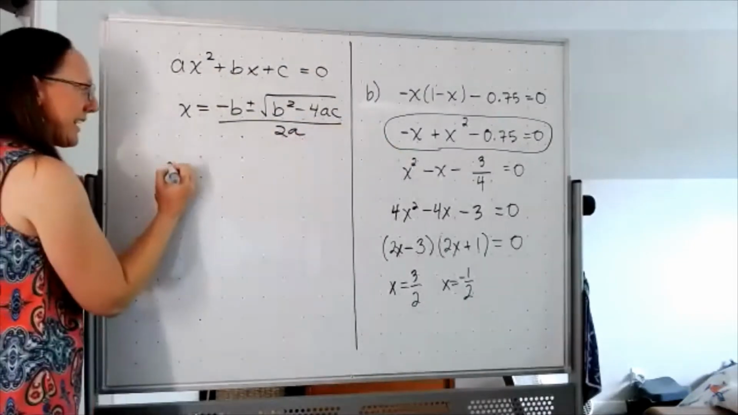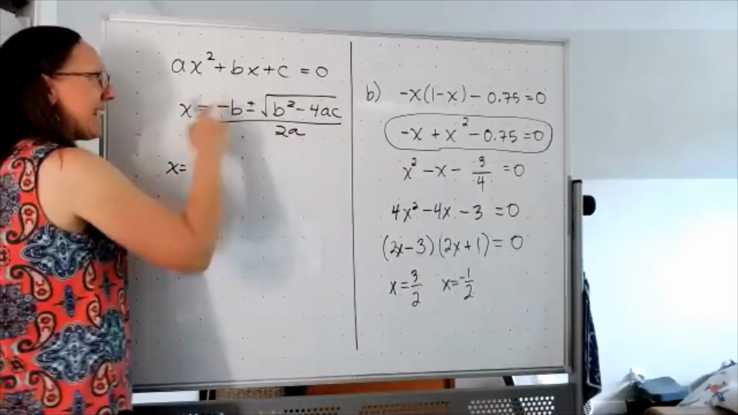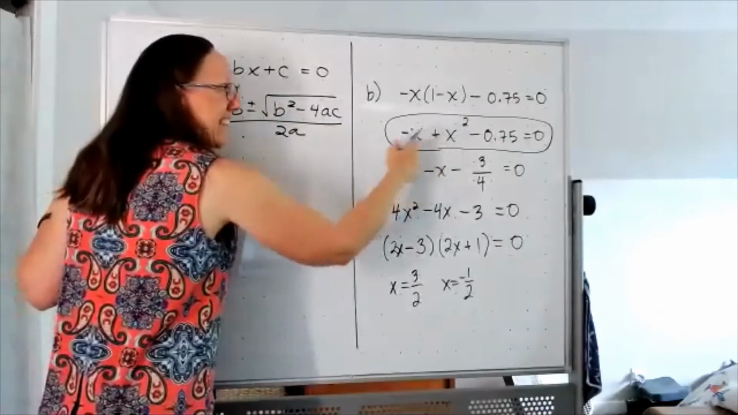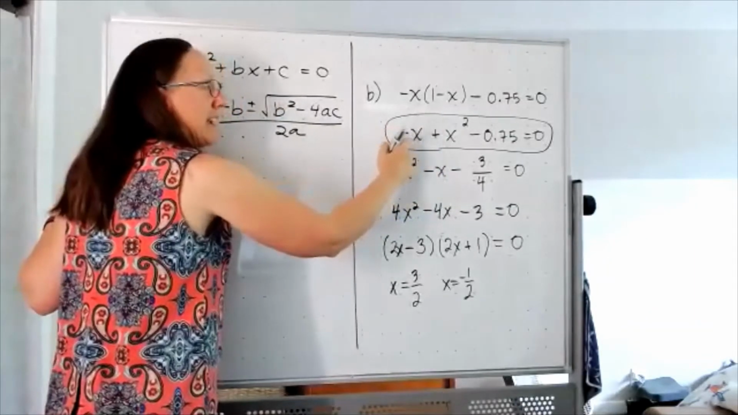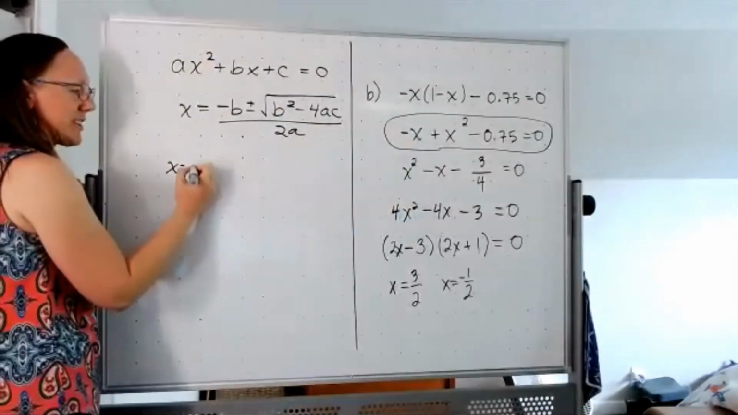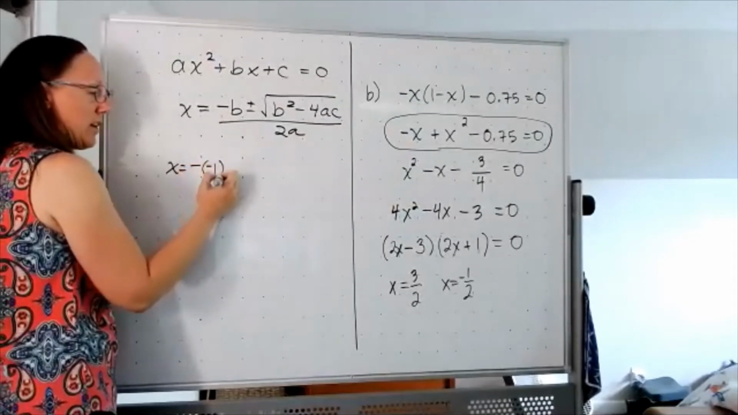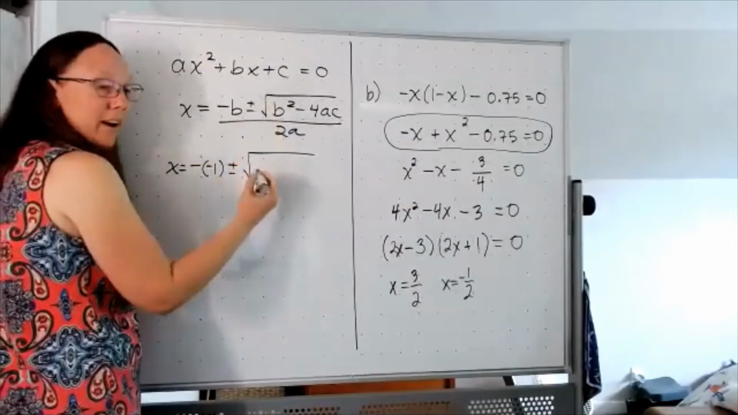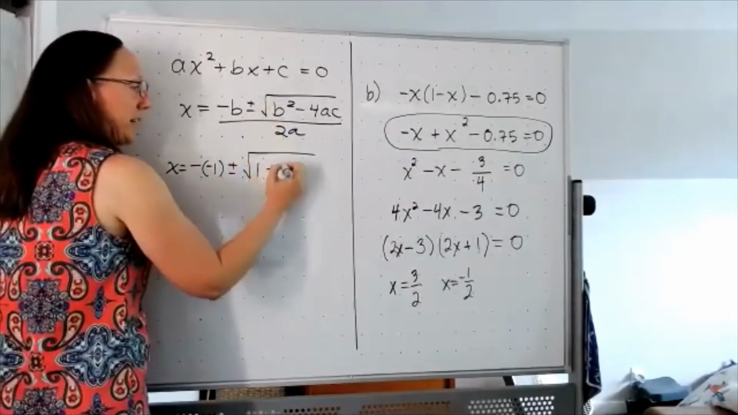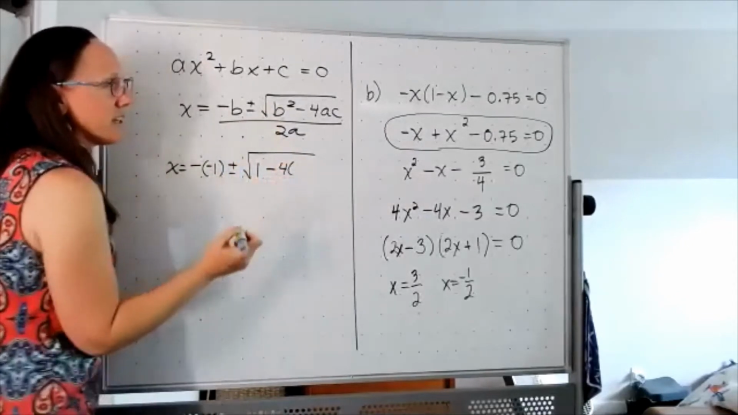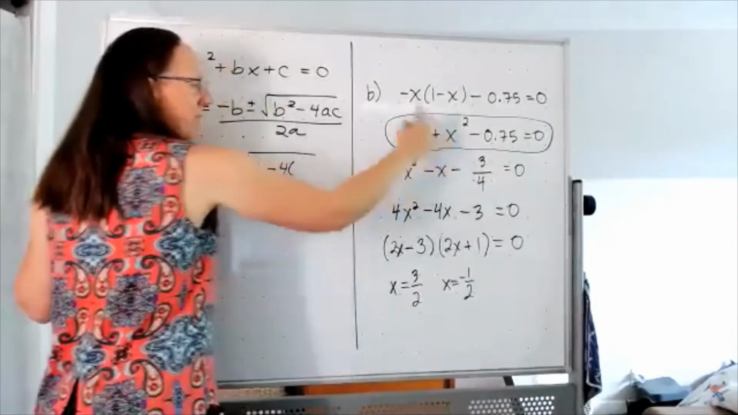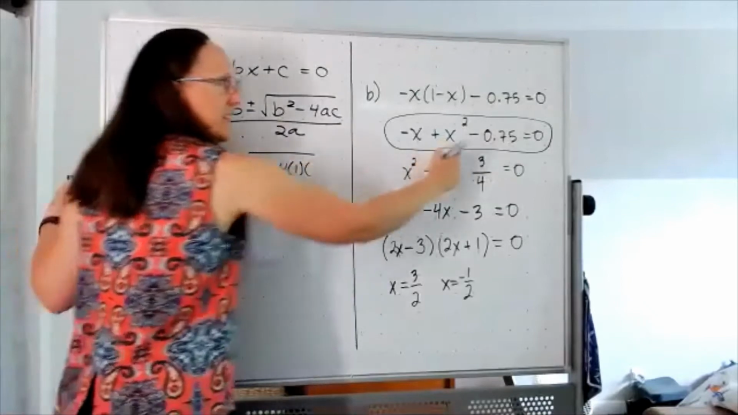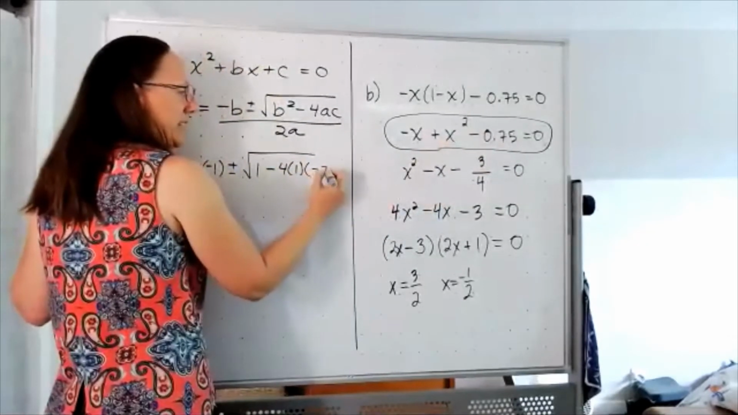So to use that here, negative b, so I'm looking for the term with just the x, and in this case, the just x term has a -1 for a coefficient, so I'd have -1 plus or minus the square root of 1 squared minus 4 times a, which is an invisible 1, and c is -0.75.